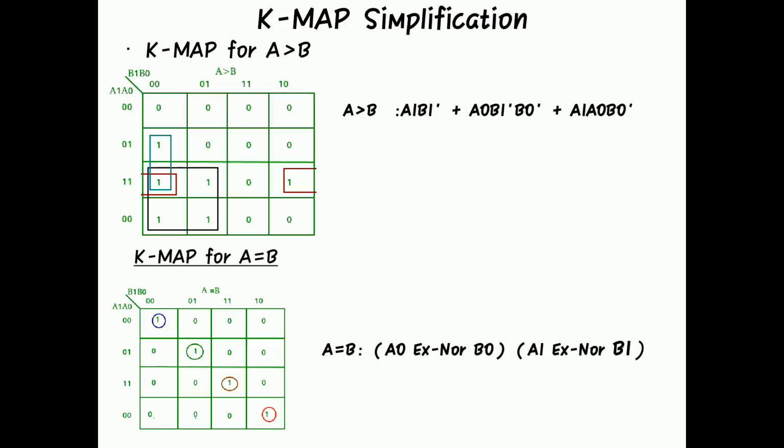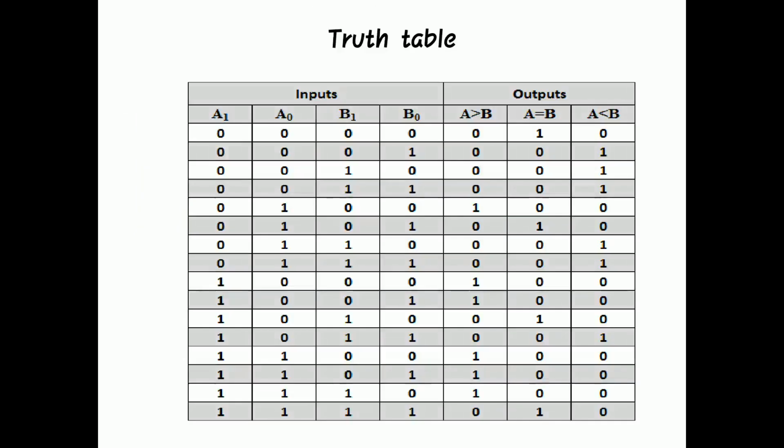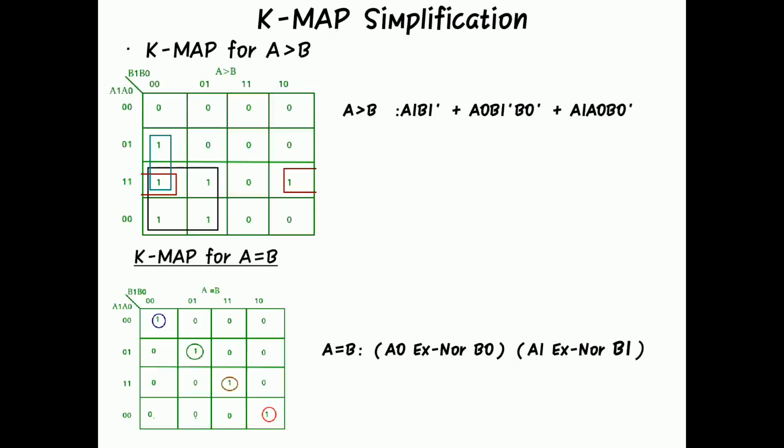So now going to the K-map simplification here. We have K-map for A is greater than B. In this slide we have got 3 outputs: A greater than B, A is equal to B, A is less than B. So just go with the K-map simplification. A is greater than B, I'll be getting the result A1 B1 bar plus A0 B1 bar B0 bar plus A1 A0 B0 bar.